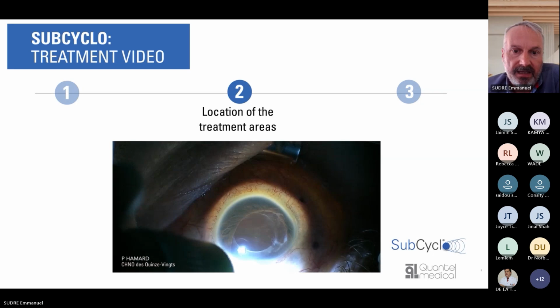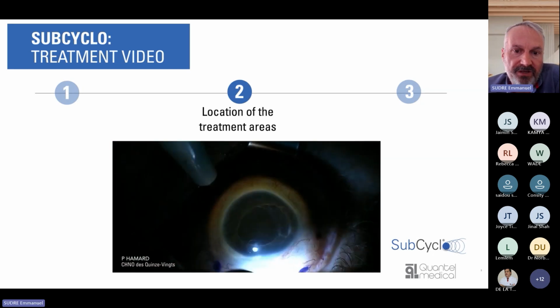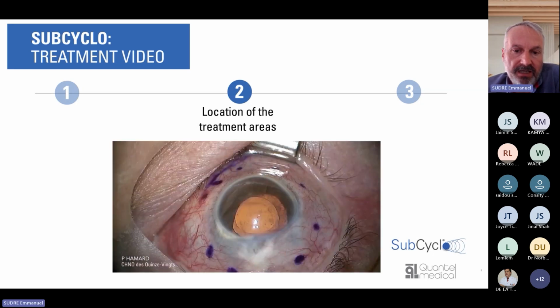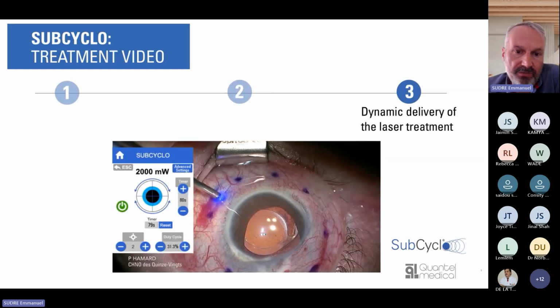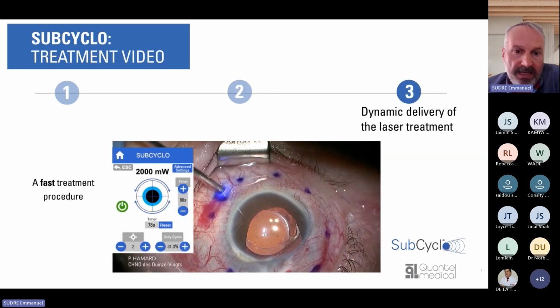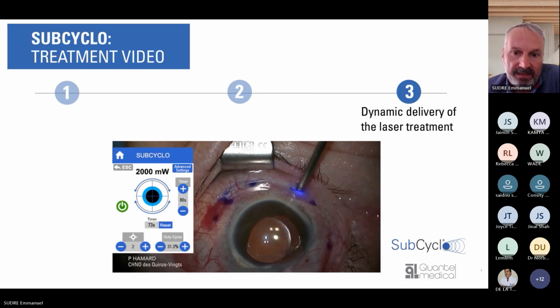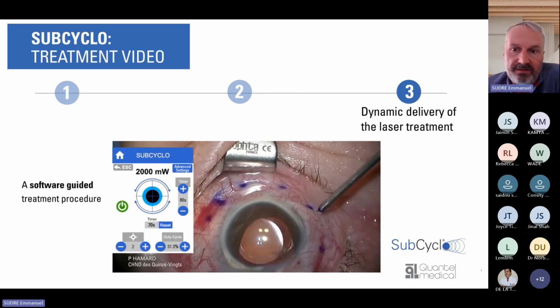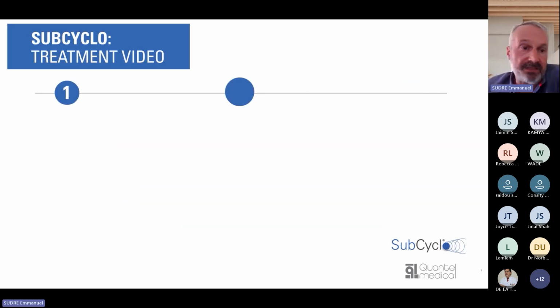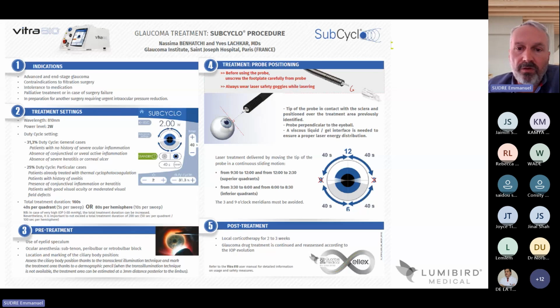And when it's finished, then just use your probe, do a slow gliding, and then we deliver the laser. So it's quite easy to use any light source from the OR. We have guidelines available as well. I will not enter into the details.